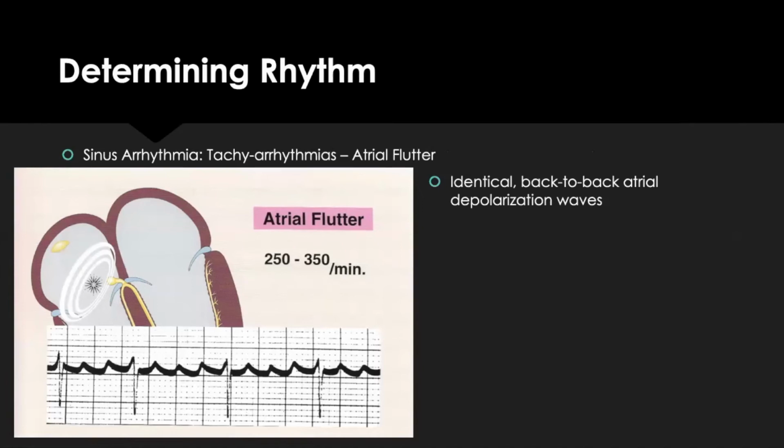So the first one is atrial flutter. Atrial flutter is basically back-to-back atrial depolarization without QRS waves. So you can see these little depolarizations, these P waves, but no QRS waves following them.